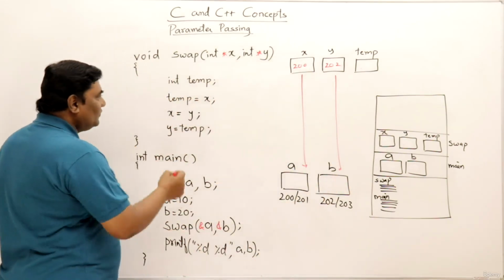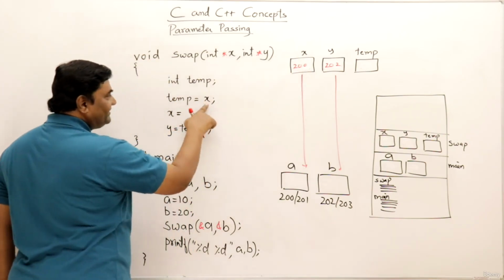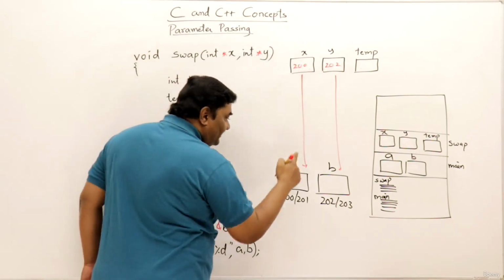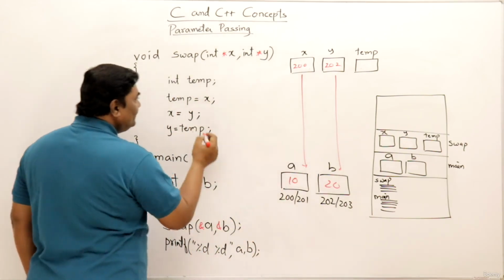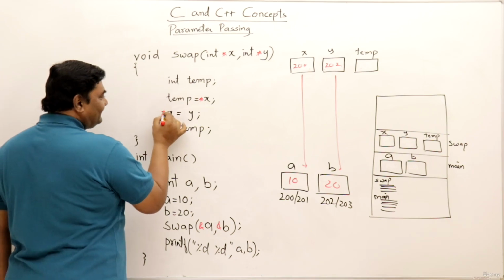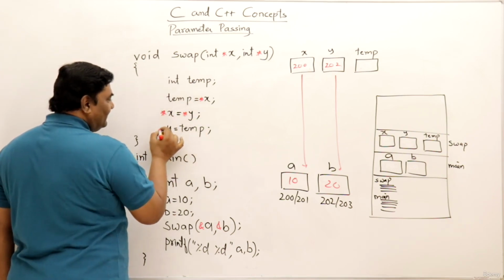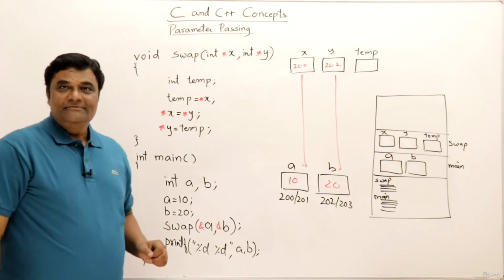Now here inside the code, as this is a pointer, if I say just x, it's 200. No, I am talking about the value here, that is 10 and 20. So I should say asterisk x, asterisk y, and here also asterisk. So these are the changes we have to make.